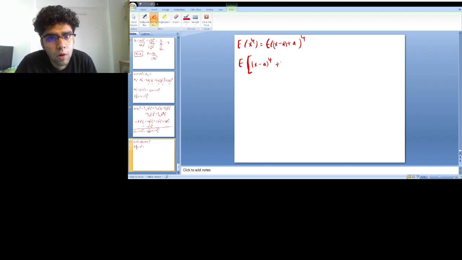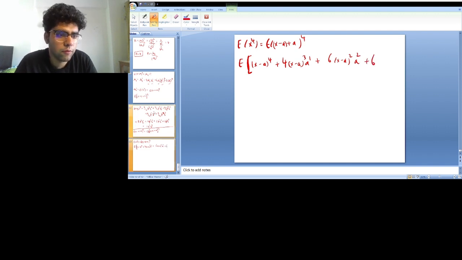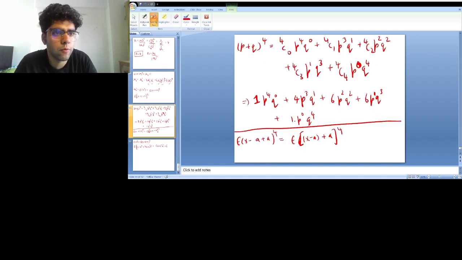plus 4 times p cube, so x minus a cube, plus 6 times x minus a square, plus 6 times, wait, this was 4c3, right? So 4c3 is not 6, 4c3 is 4. Just wrote this incorrectly, so this should be 4, right? So 4c3 is 4. Yeah, so 4 factorial upon 3 factorial into 1 factorial, so 4 factorial upon 3 factorial is 4 and 1 factorial is 1 in the denominator.